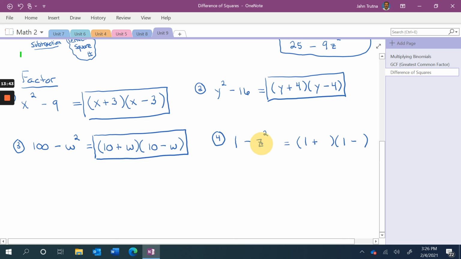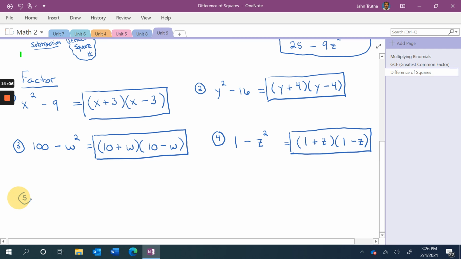Then, since my variable is a z to the second, my factors are going to be 1 plus z, 1 minus z. So the expression 1 minus z to the second power would factor into the quantity 1 plus z times the quantity 1 minus z.